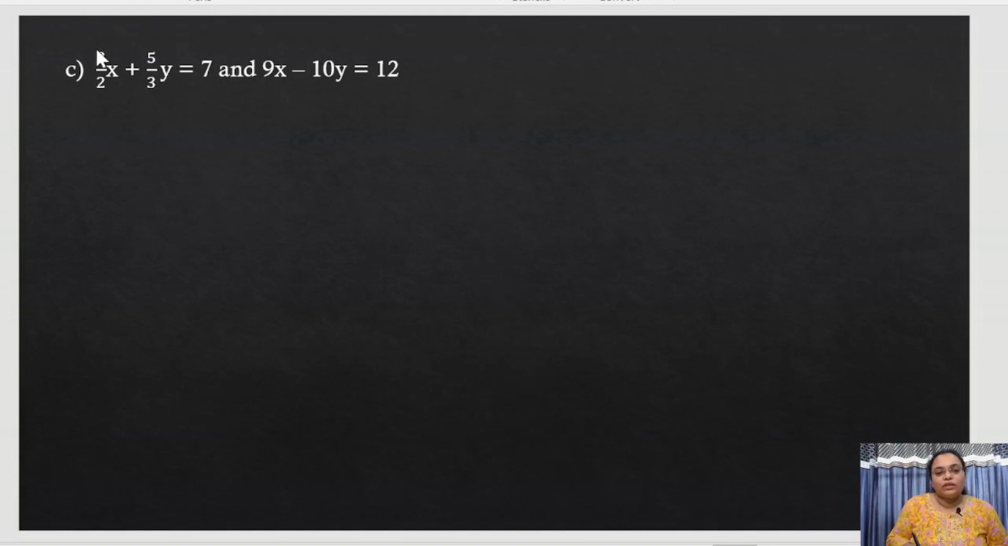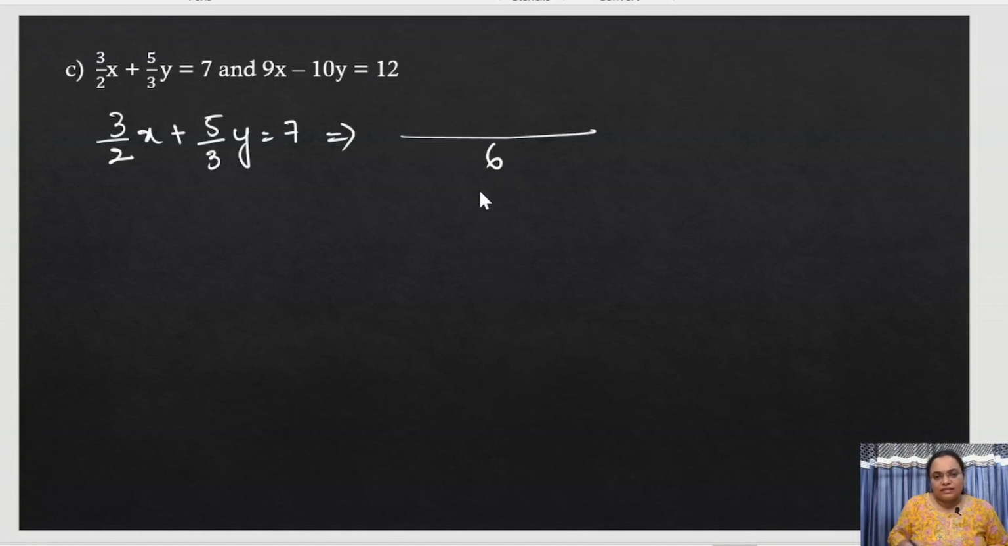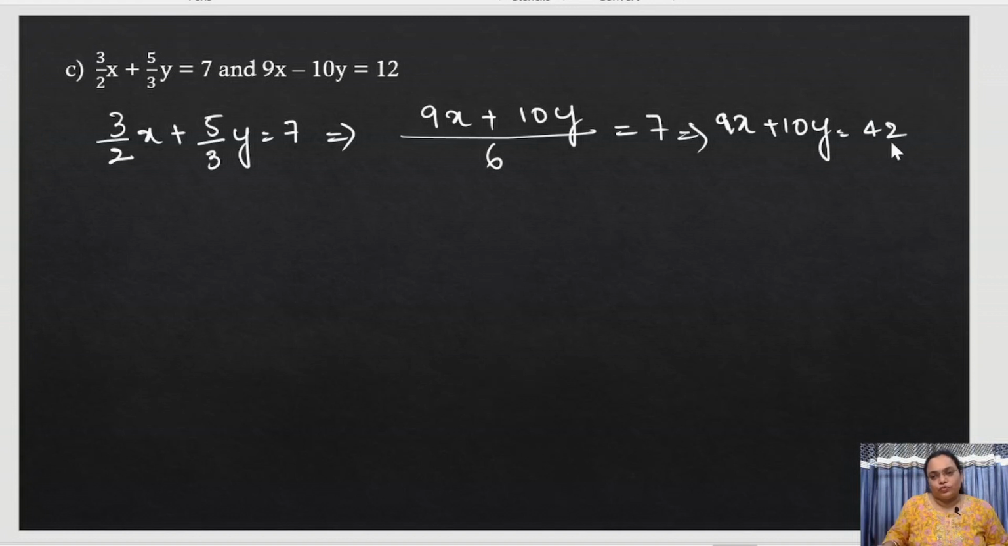So see this question here, you have it in the fraction, which is 3 by 2x plus 5 by 3y is equals to 7. So let us take the LCM here, which is 6. You will get 9x plus 10y is equals to 7. If you cross multiply here, you will get 9x plus 10y is equals to 42. Okay, so let us take this as equation number 1 and this as equation number 2.